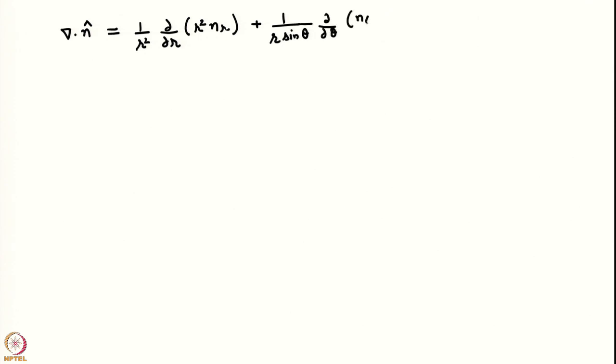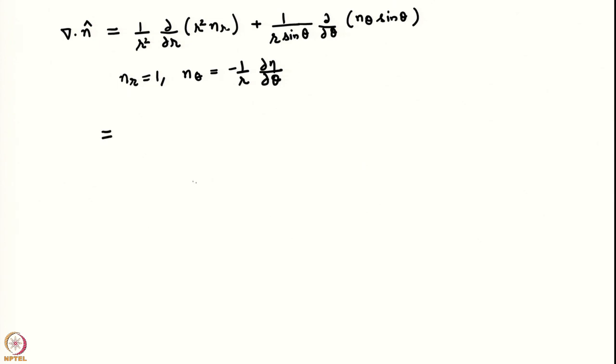Let us compute the divergence. So, the divergence of n is given in spherical coordinates by the following expression, 1 by r square del by del r of r square, the r, the radial component of n, plus 1 by r sin theta del by del theta, the theta component of n into sin theta. Once again, this is a standard formula, you can look it up in any book on transport phenomena. Now we have seen that the radial component of n is 1, the theta component of n is minus 1 by r del eta by del theta.